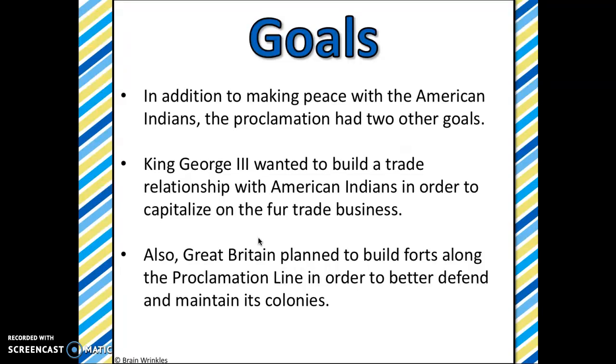Also, Great Britain planned to build forts along the proclamation line in order to better defend and maintain its colonies. So they still have defense on their mind. They still have economics on their mind. Now, I don't know if philanthropy has gone out the window as of right now, but they still have a plan. So they had three goals for the Proclamation of 1763. Make peace with the Indians, build a trade relationship with the Indians, and build forts along the proclamation line so that they could defend their colonies against the Indians.